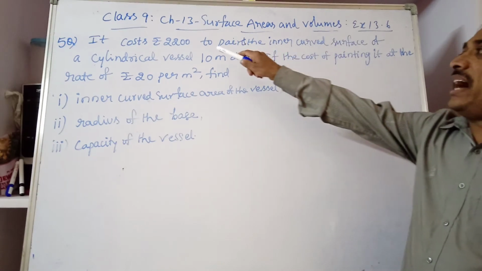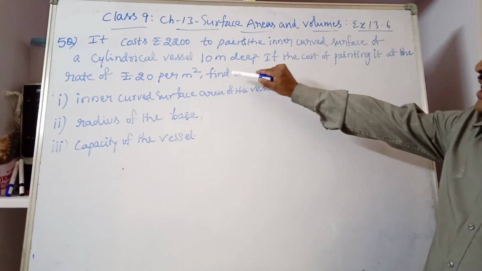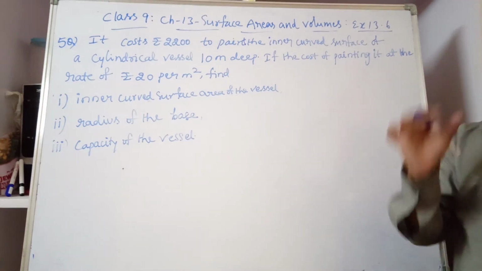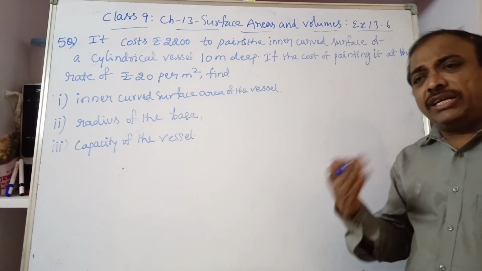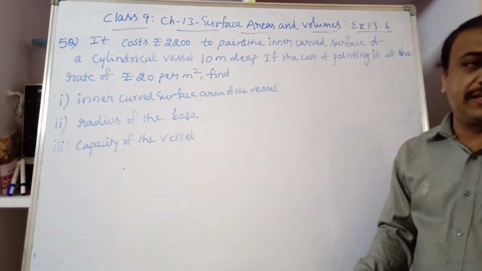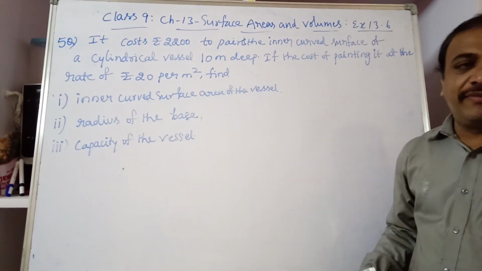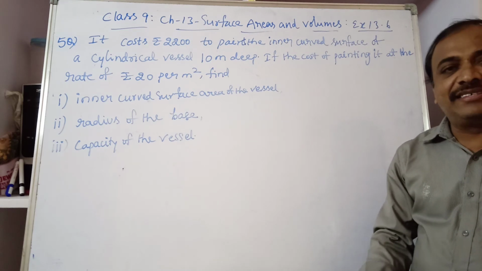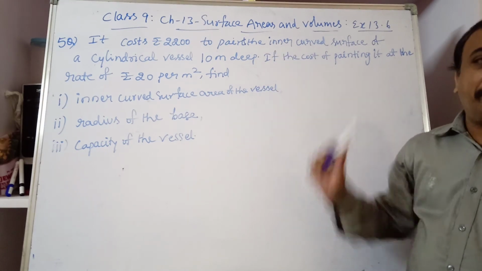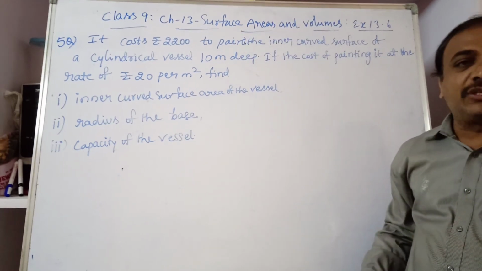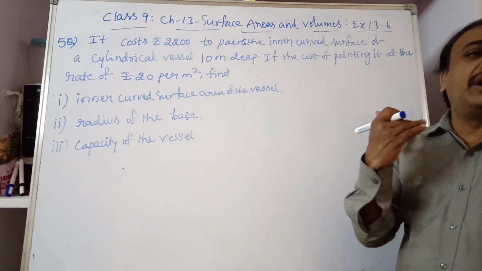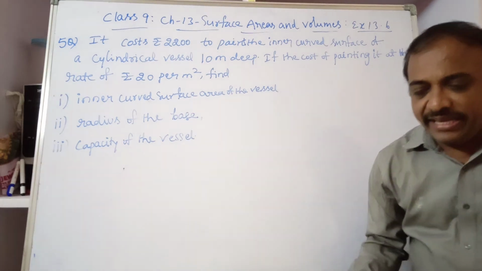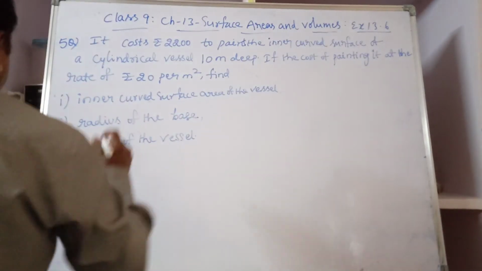So by using the total cost and the cost per 1 meter square, what can you find out from those two terms? The total cost is given and the cost per 1 meter square is given. Yes, because they painted the inner curved surface area, the total cost for painting is rupees 2200. You are right. If you divide it, you will get the inner curved surface area. Let us solve this.